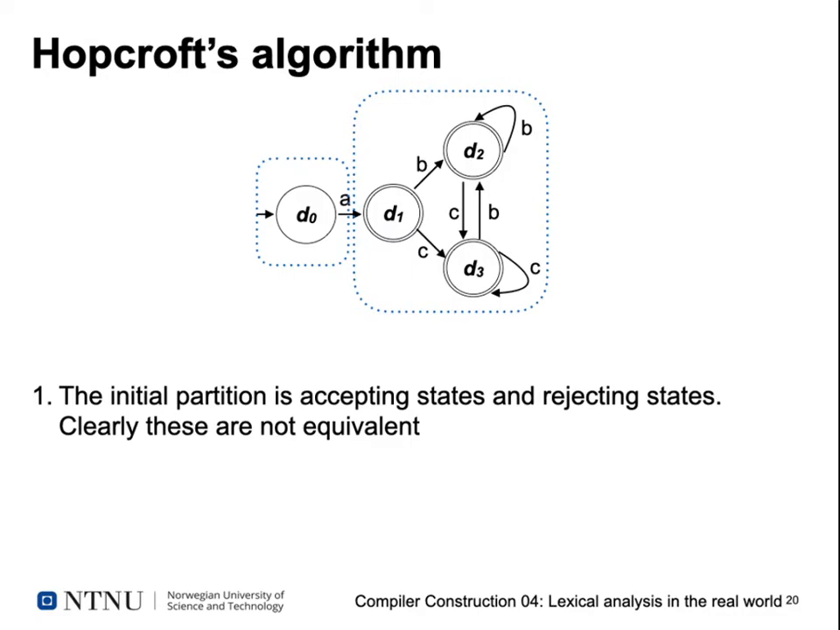So we start with this partitioning here. We initially partition our automaton in two parts, the ones which consist of accepting states and the ones which consist of non-accepting states, or let's just call them rejecting states, because we need to continue reading some stuff when we're in one of these states. So if our text would end in D0, well, that would not be a valid string. So clearly these are non-equivalent because, well, you need to go on from D0, whereas you can stop in any of these states, D1, D2, and D3.